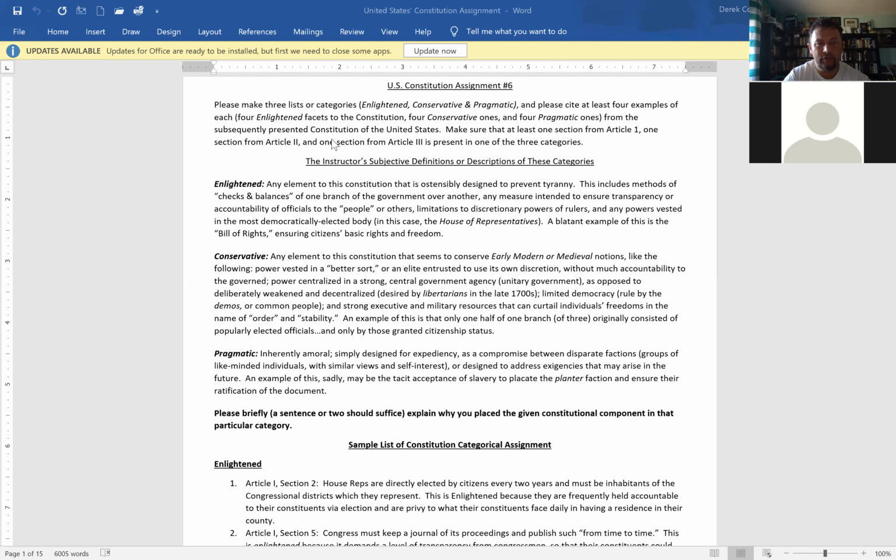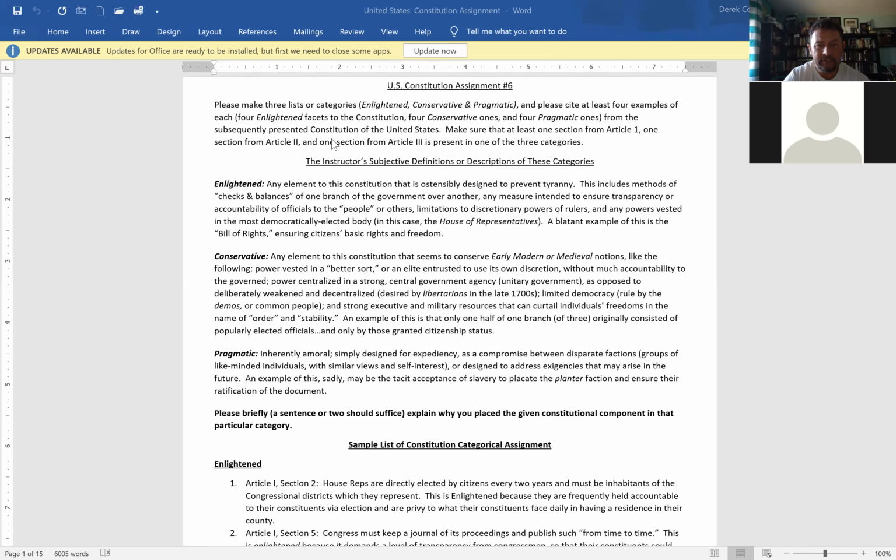All right, conservative. Any element to this Constitution that seems to conserve early modern or medieval notions, like the following: power vested in a, quote, better sort, or an elite entrusted to use its own discretion without much accountability to the governed, power centralized in a strong central government agency, like a unitary government, as opposed to deliberately weakened and decentralized, what the libertarians wanted. Limited democracy, rule by the common people, is limited. Strong executive and military resources that can cut short or curtail individuals' freedoms in the name of order and stability.